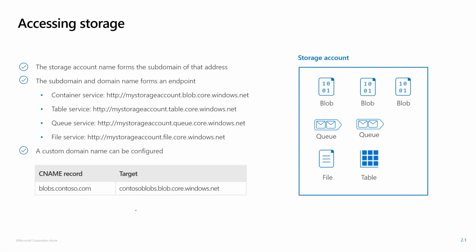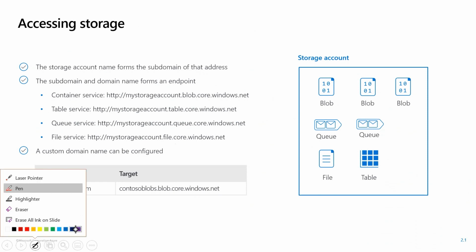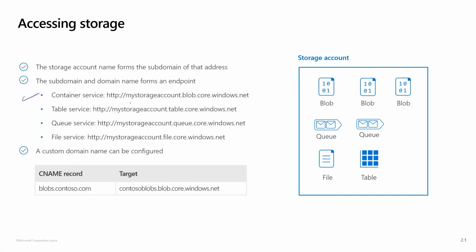When accessing storage, remember every object that you store in Azure Storage has a unique URL. The storage account name forms the subdomain of that address, and the subdomain and the domain name form an endpoint. The endpoint will correspond to the type of storage associated with it. We see in this example that we have containers, which has the unique storage name as well as the target endpoint type for that particular storage data.